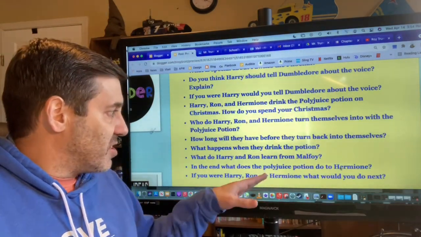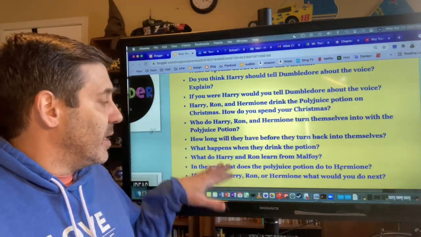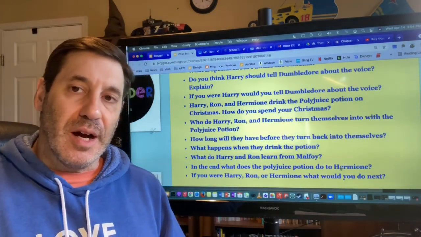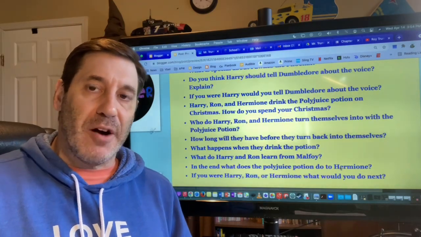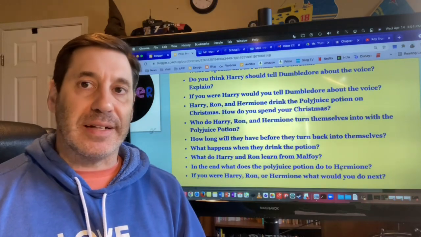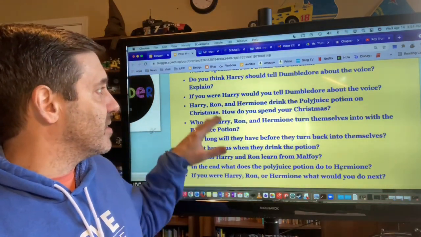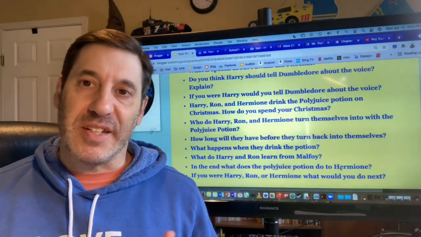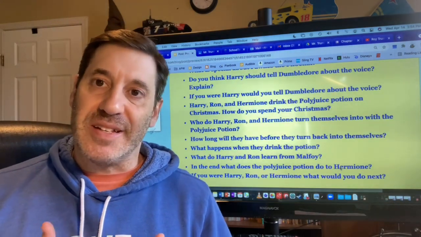In the end, what does the Polyjuice Potion do to Hermione? And here's the big one. If you were Harry, Ron, or Hermione, what would you do next? This was their big plan: let's use Polyjuice Potion, figure out that it's Malfoy, and then we'll know what to do next. That's a big one. And then the other one that's big to me is, if you were Harry, would you have told Dumbledore about the voice and all those other things that are concerning you when Dumbledore asks Harry, is there anything else you want to tell me?